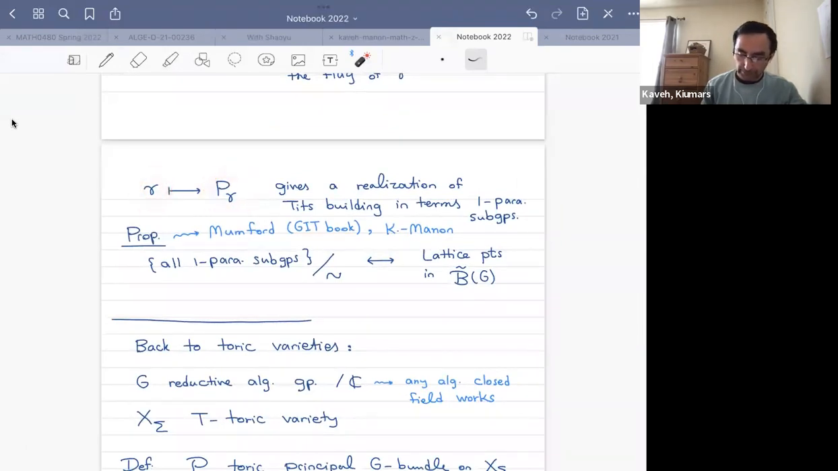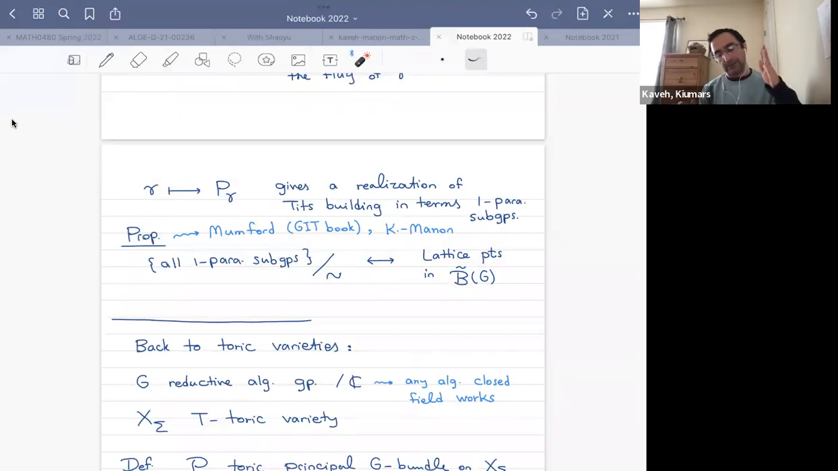So the proposition, which appears in the new version of our paper and in some form is in the geometric invariant theory book of Mumford, section 2, is: all one parameter subgroups, quotient by this natural relation, such that the quotient has a limit at 0 or infinity, are the lattice points in this cone over the Tits building.